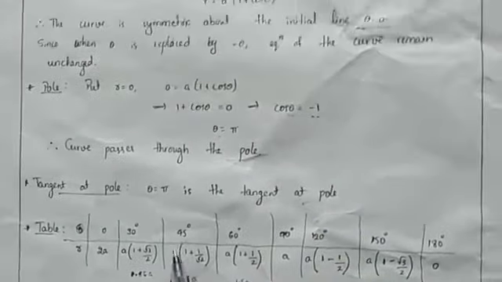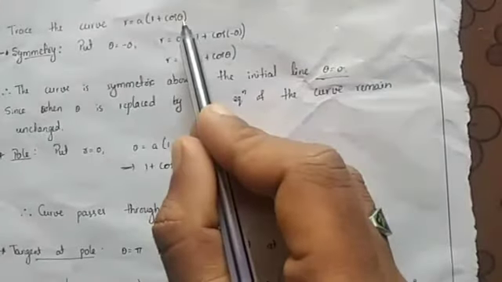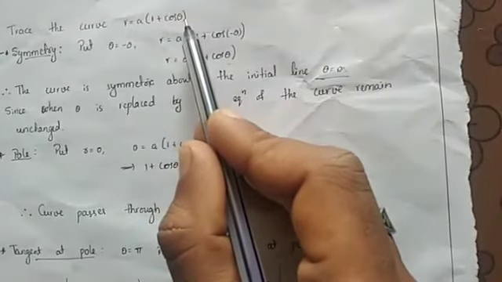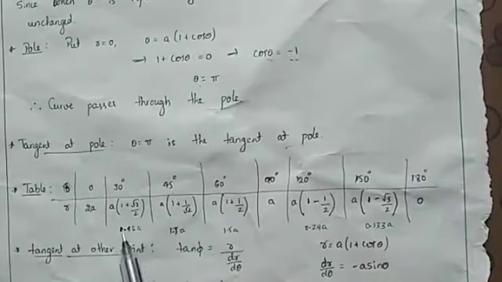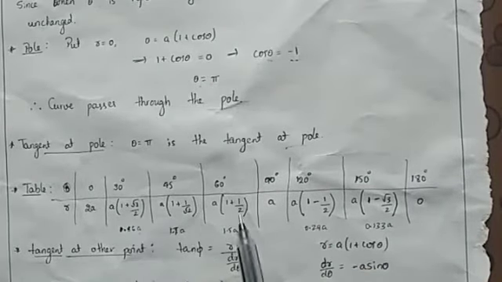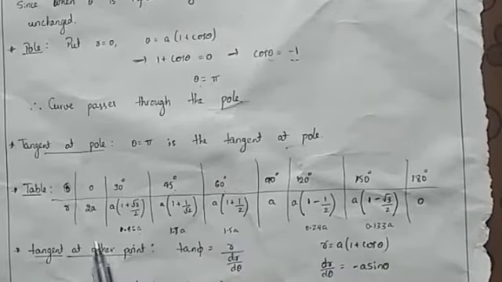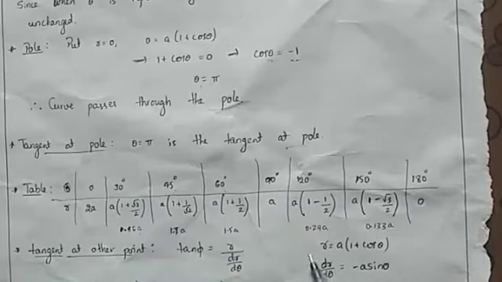For theta is equal to 30 degree, cos 30 degree value is root 3 by 2. We get a into 1 plus root 3 by 2. That value is 1.86a. Next, similarly, you find the value of r corresponding to the theta values.